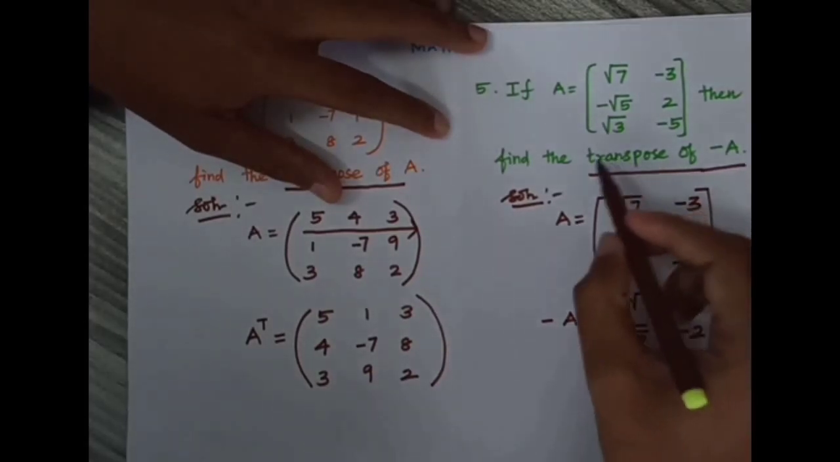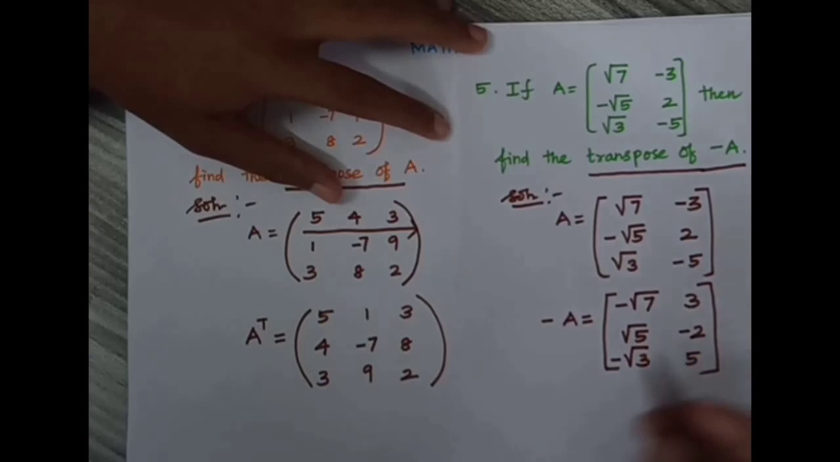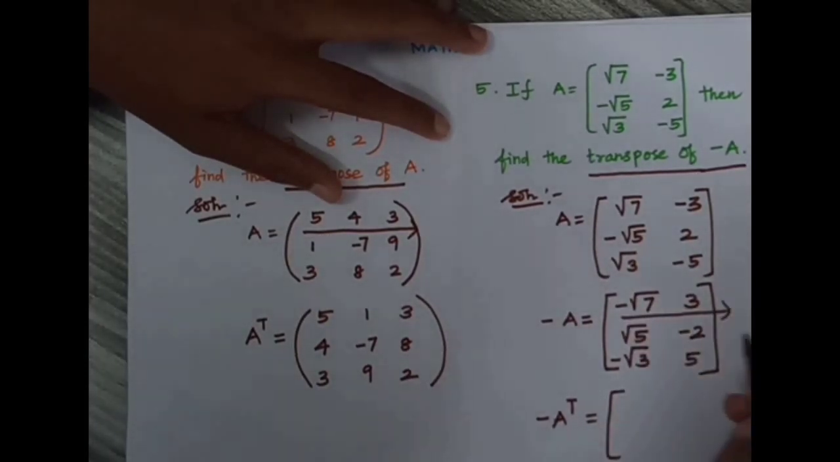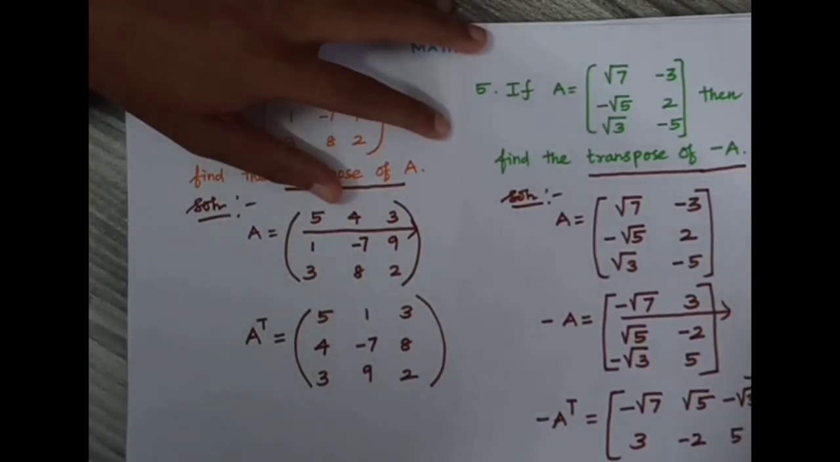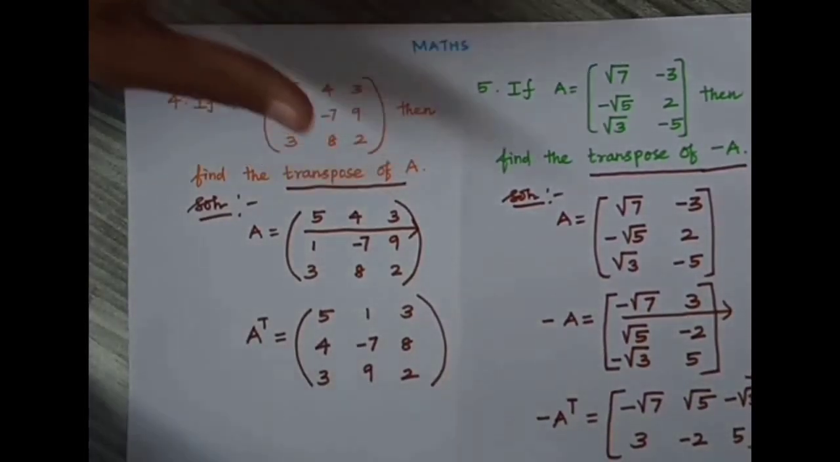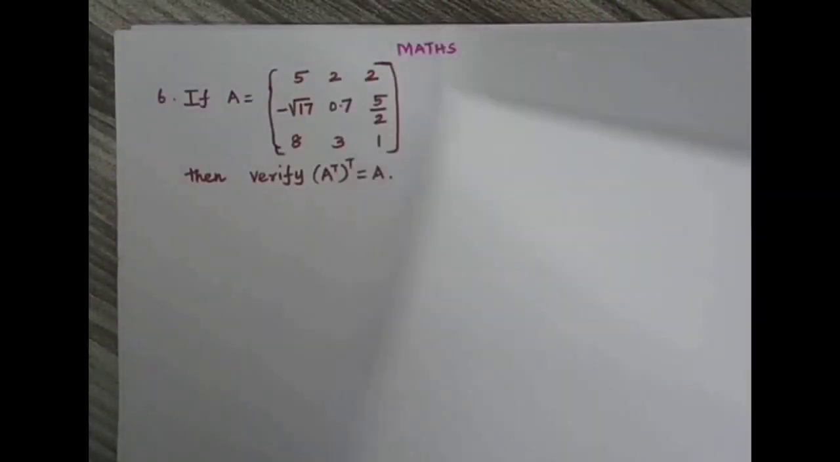But the question is we have to find out transpose of minus A. Now we'll find out transpose of minus A. So first row becomes first column: minus root 7, 3. Then likewise root 5, minus 2. Minus root 3, 5. Now we'll go to the next problem.